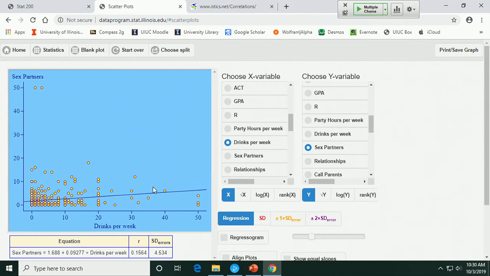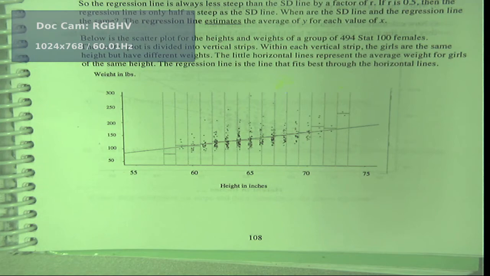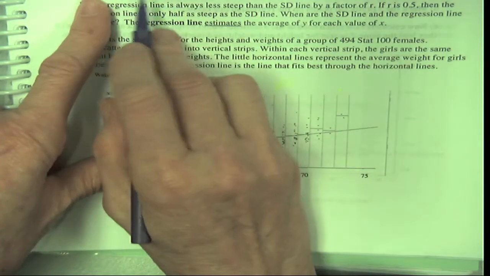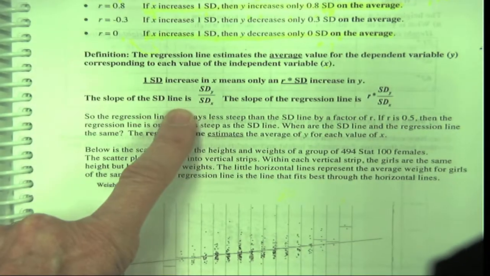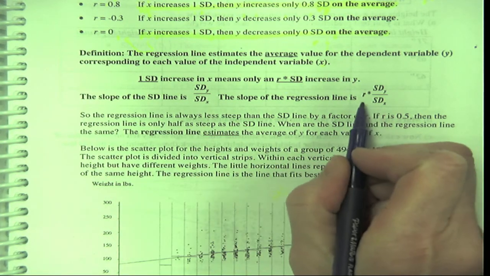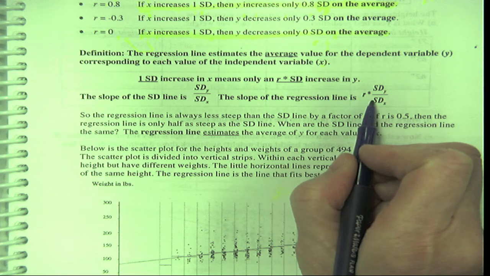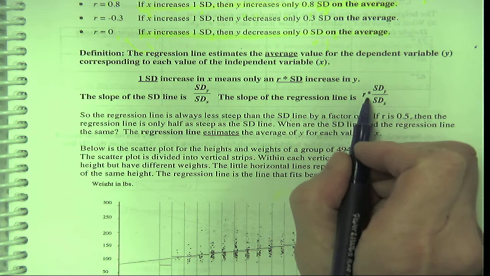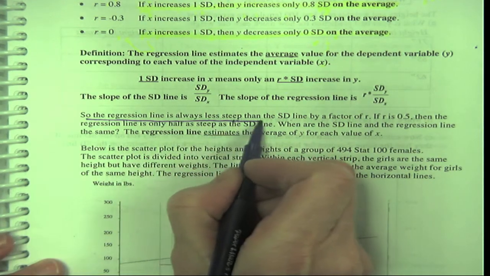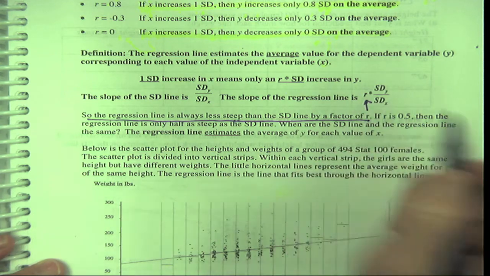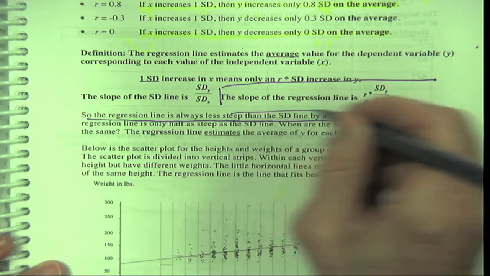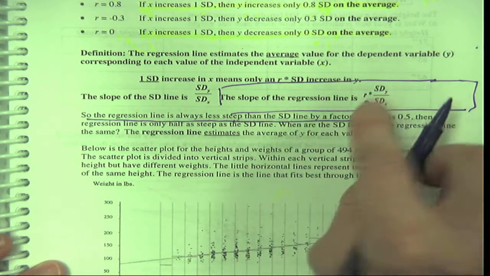Meanwhile, we have to get back to the document camera before I lose your attention altogether, because we're about to do interesting stuff. All right, so we already covered this. The slope of the SD line is SDY over SDX, and the regression line is flatter than that, okay? It's flatter by a factor of r. So this regression line is always less steep, by a factor of r. And you should know this slope equation; it will not be given to you.